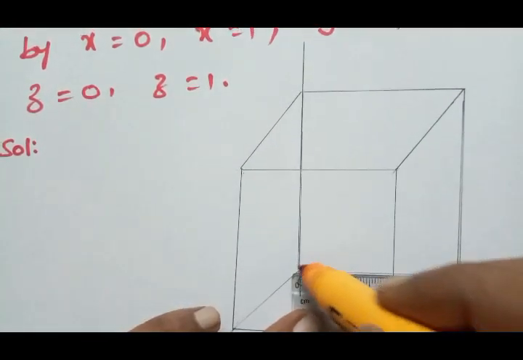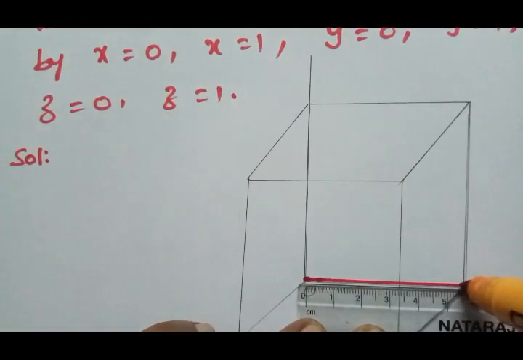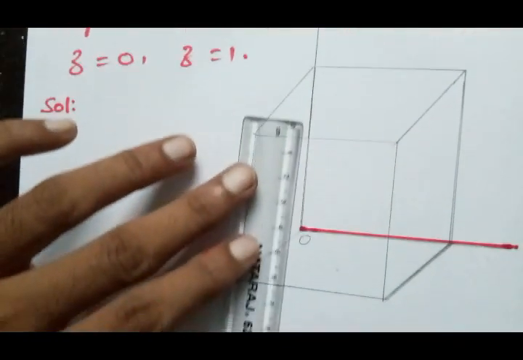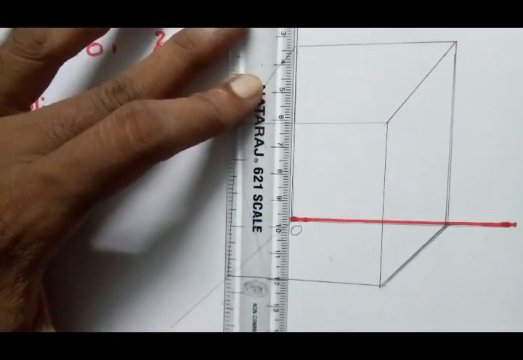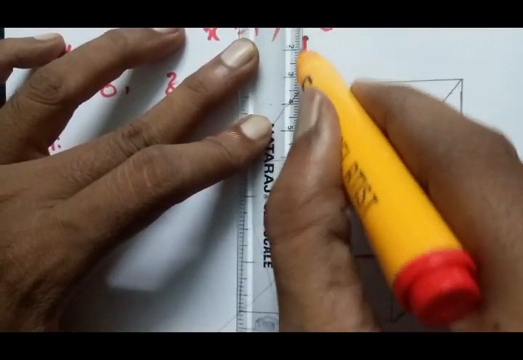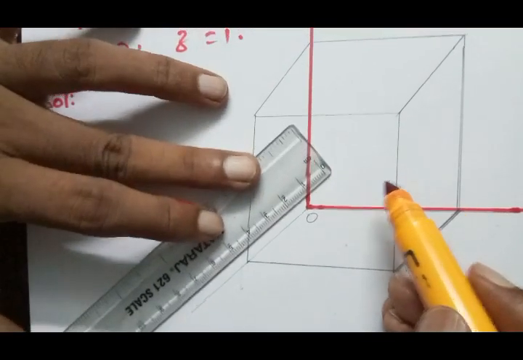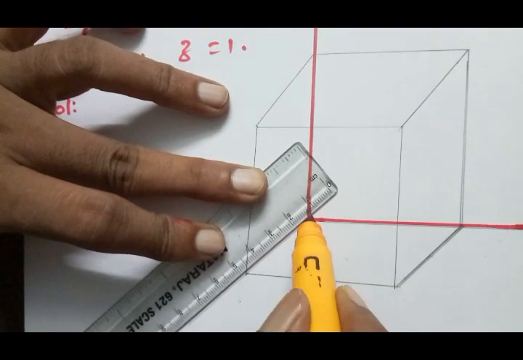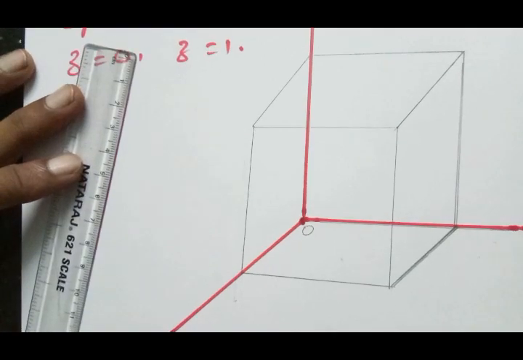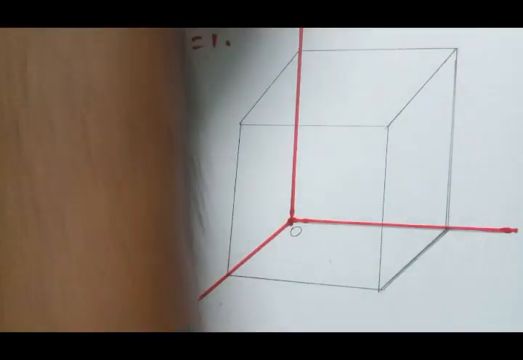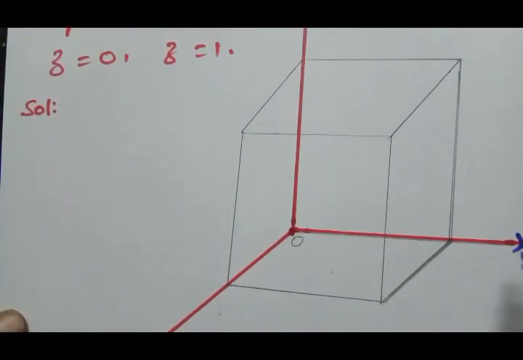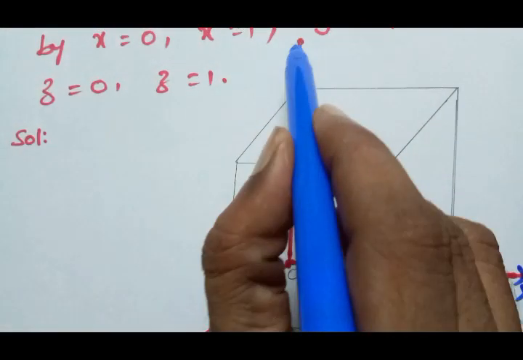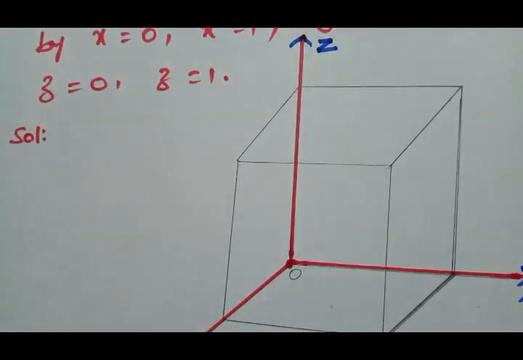Now draw the cube. X-axis, now z-axis and y-axis. This is the x-axis, y-axis, z-axis.